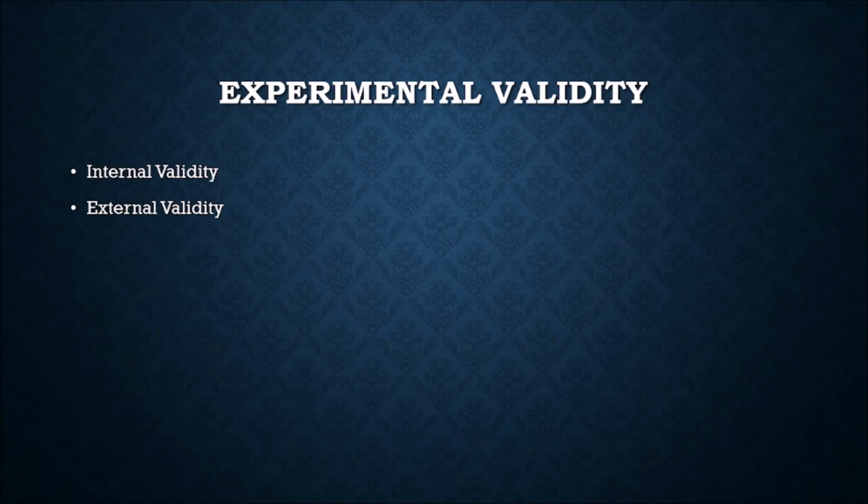Students, now we're going to study about experimental validity. In most experimental research carried out in laboratories, a number of extraneous variables tend to confound the result in such a way that it is difficult to evaluate their influence on the result. To accept research as truth, the experiment must have internal and external validity.